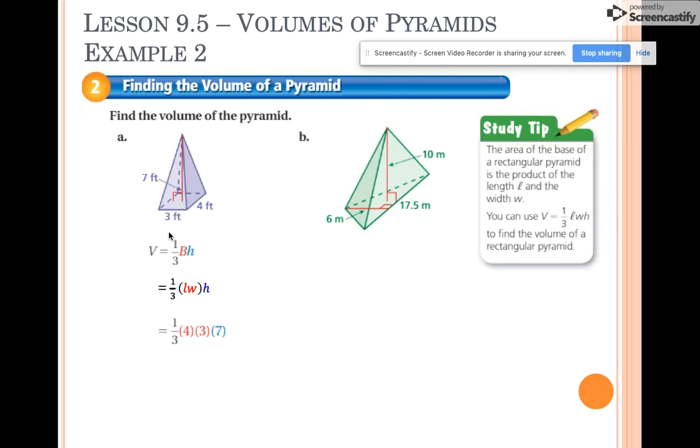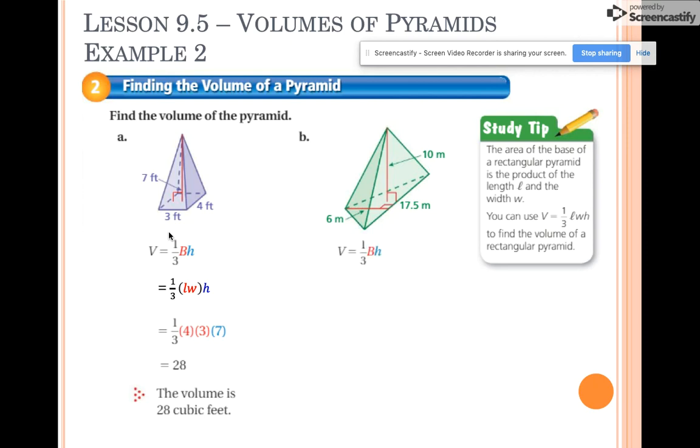I simply plug in what I see. The length and width are 4 and 3, and the height of the pyramid is 7. Again, I can see that 3 is divisible by 3, so it's kind of like 4 times 1 times 7, or 28 cubic feet, or 28 feet cubed.